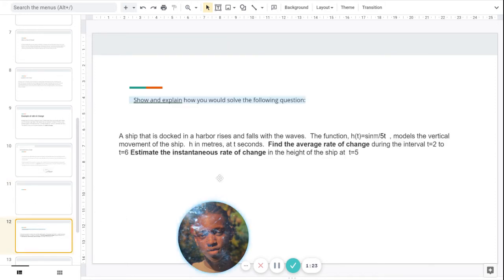And here was one equation or exercise that we had to do. A ship is docked. Show and explain how you will solve the following question. A ship is docked in the harbor. It rises and falls with the wave. The function h(t) = sin(pi/5 t) models the vertical movement of the ship, h in meters, at t seconds. Find the average rate of change during the interval t = 2 to t = 6. Estimate the instantaneous rate of change of the height of the ship at t = 5.